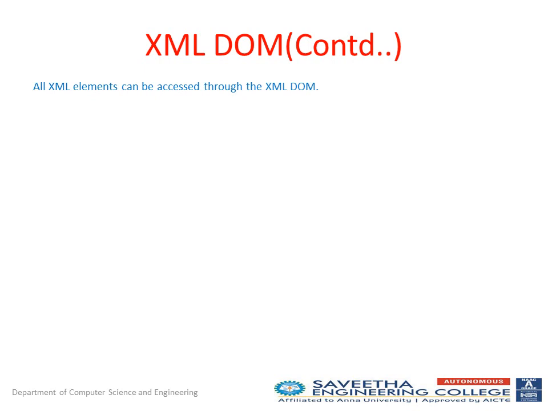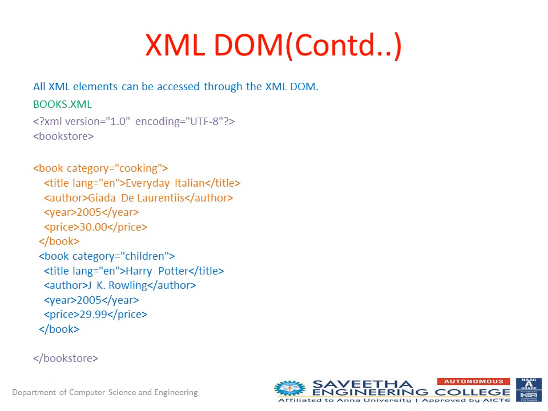All XML elements can be accessed through the XML DOM. See the example books.xml. It is self-explanatory: the book category is cooking. Similarly, in another division, the book category is children. Two different categories. The title, author, year, price, everything is defined over here.